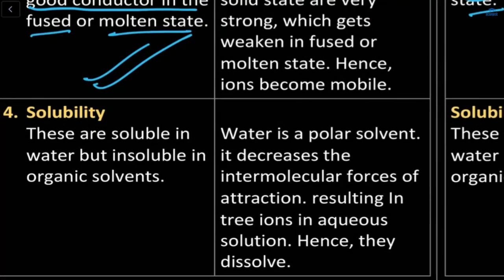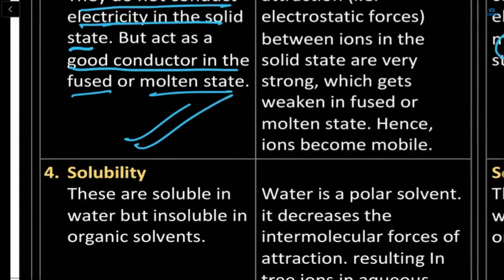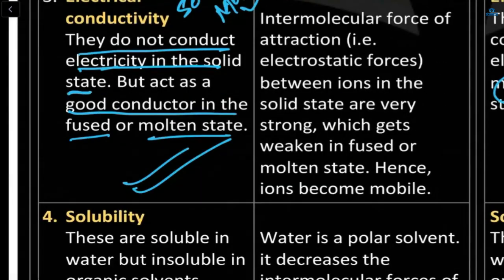What does fused mean? Fused or molten state? In the ionic compounds, you said that they are good conductors in fused or molten states, so what does fused mean? Fused means it's a process by which a substance changes from solid state to liquid state. The fusion, which we call solid to liquid, that's a process.